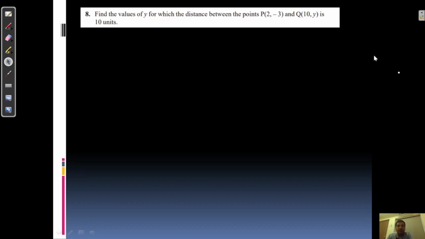Okay. So now look at this question, question number 8. Find the value of y for which the distance between these two points is 10 units. Like that question, I have explained in classroom as well on Saturday, but for your convenience I am explaining it one more time. So just look, find the value of y for which the distance between these two points is 10 units. So I am saying the point P, which is (2, -3).